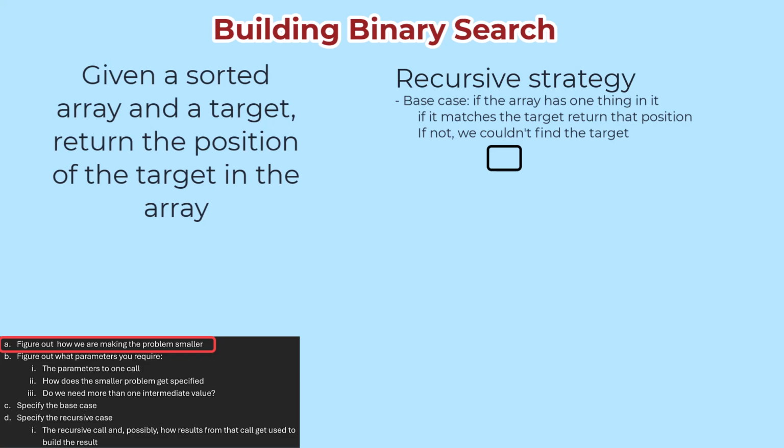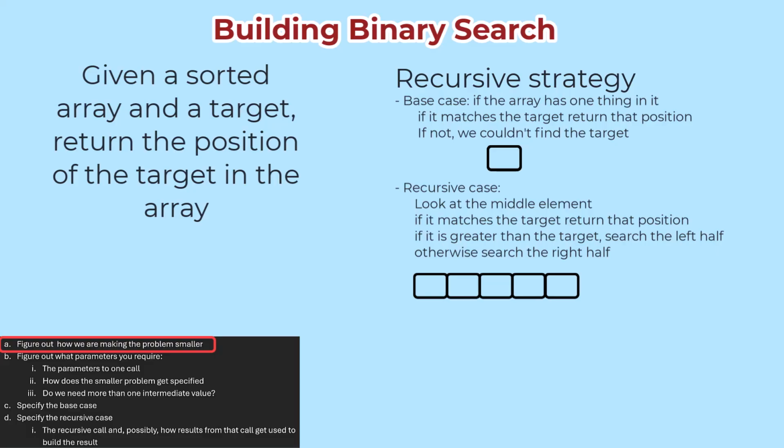The base case is an array with one thing in it. If that one thing matches the target, we return that position. If not, we need to denote that we couldn't find the value. For the recursive case, we look at the middle element of the array. Yes, if the array has an even number of elements, middle isn't really precise, but I don't care. Look at something close to the middle. If that's the target, return that position.